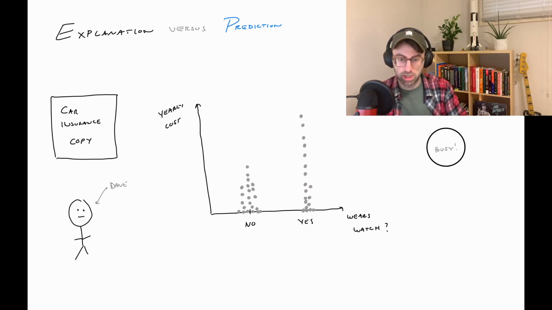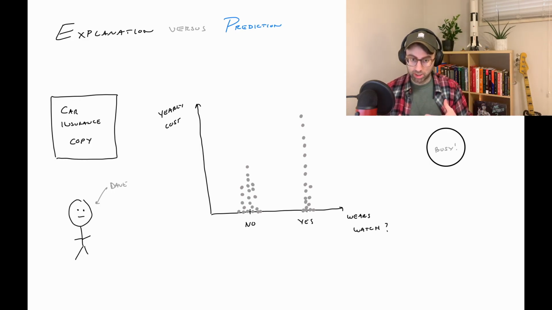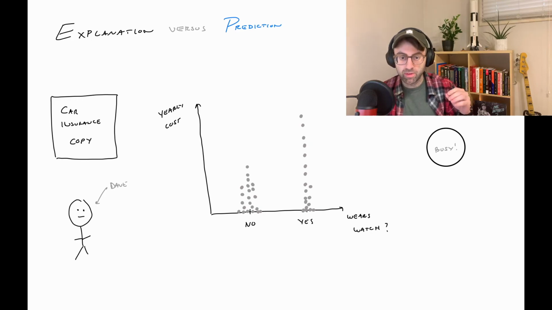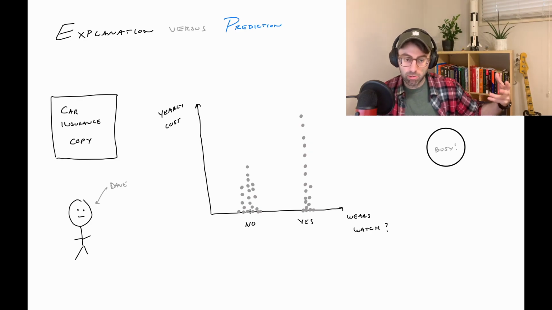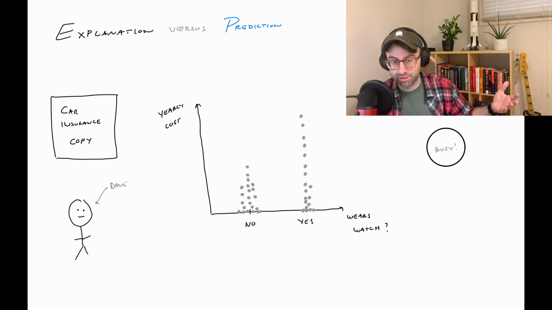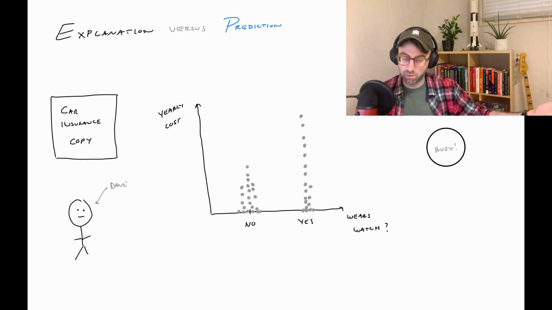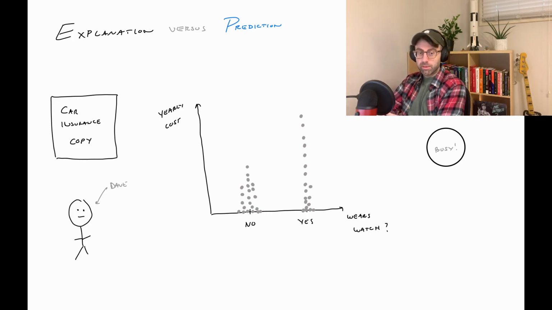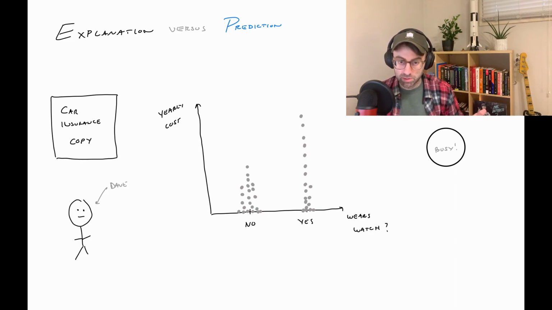So I've drawn this picture here, and this is completely fabricated data, but what I wanted to show is that there's a correlation between wearing a wristwatch, that's a lot of W's, say that five times fast, and how much money this insurance company has to pay out per year to that policyholder. That is, the whole point of car insurance is that if you get in an accident, they pay for it. So what I have here is some completely fabricated data about a bunch of individuals for how much this company has to pay out per year for them.